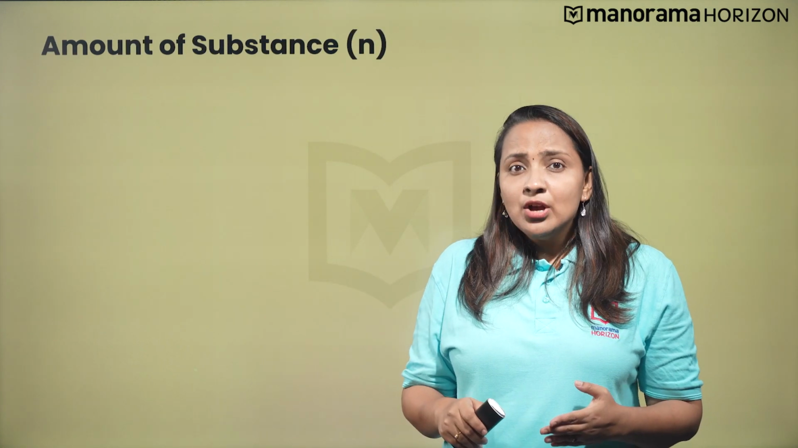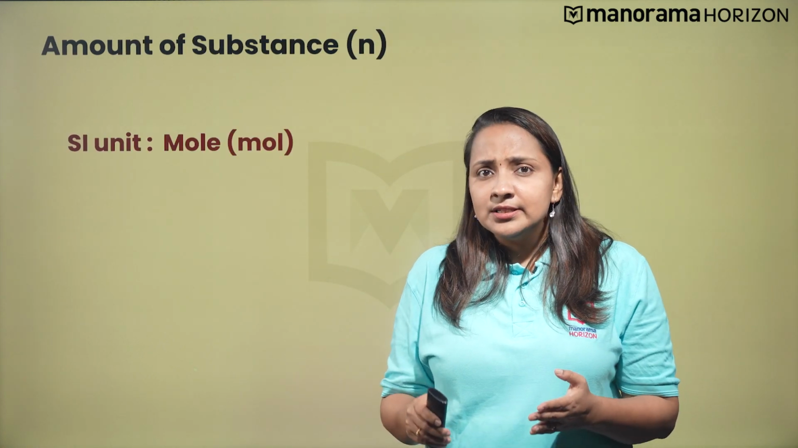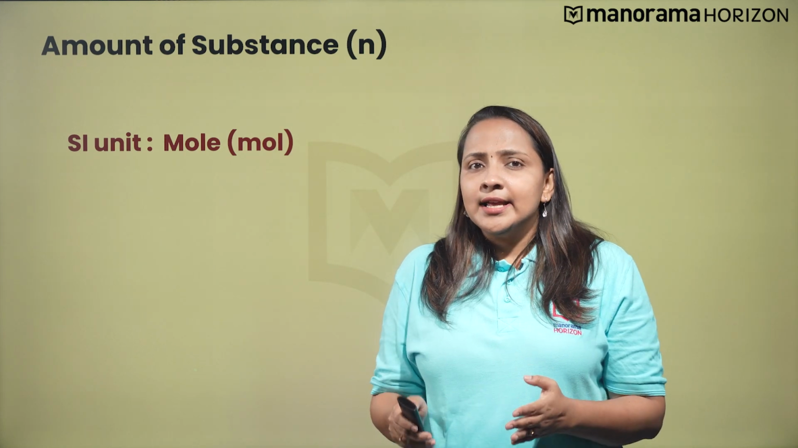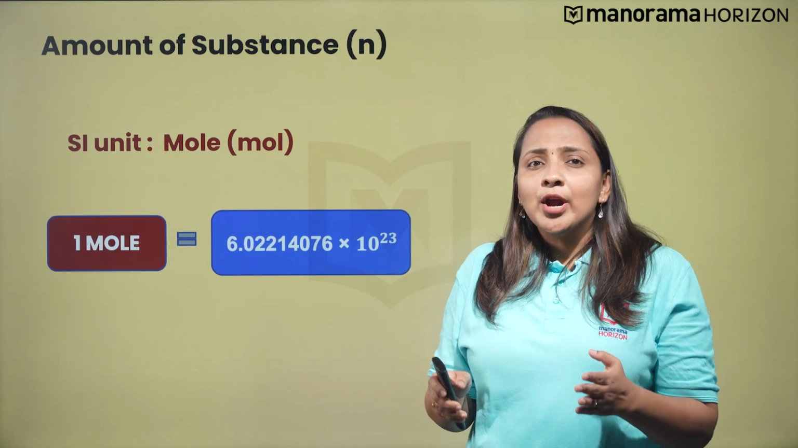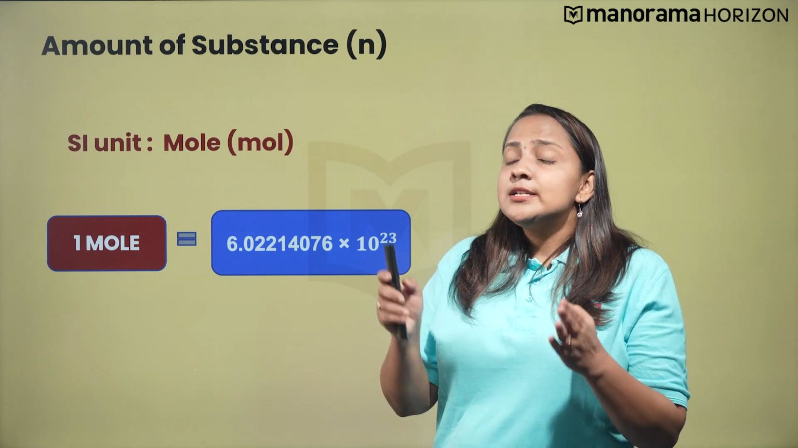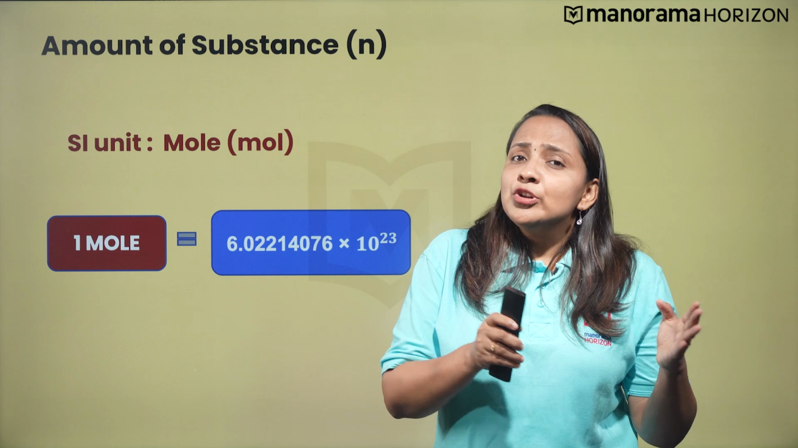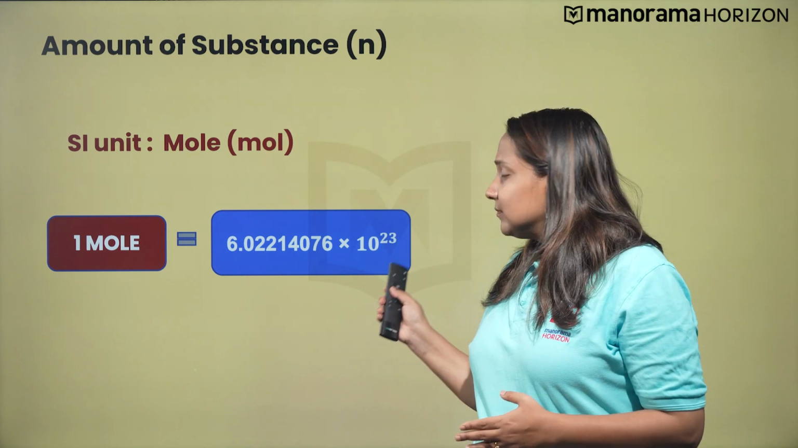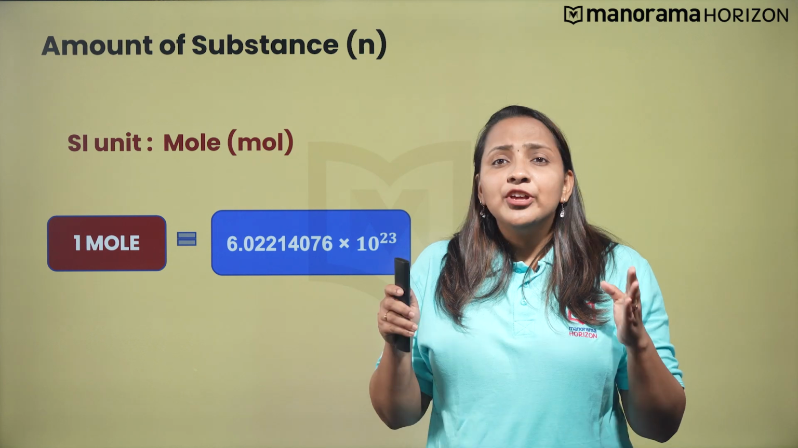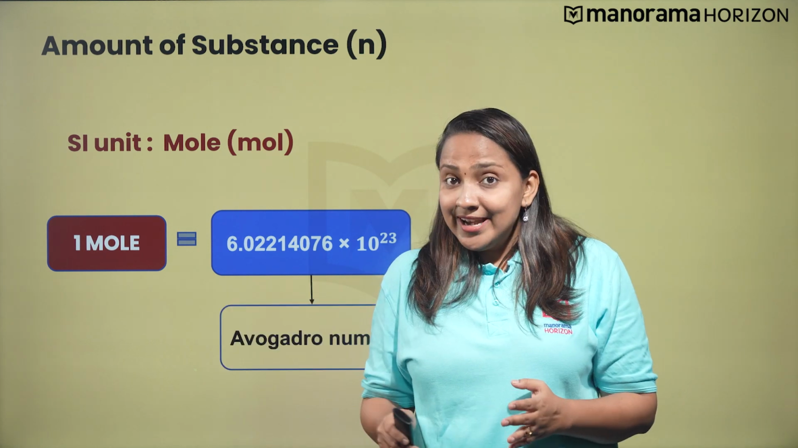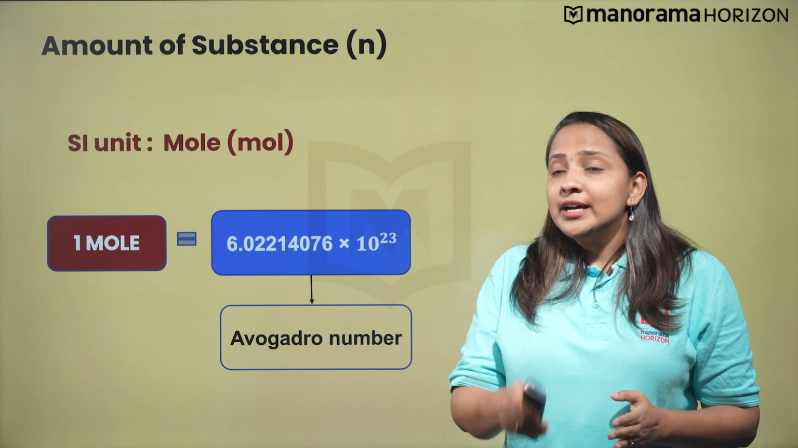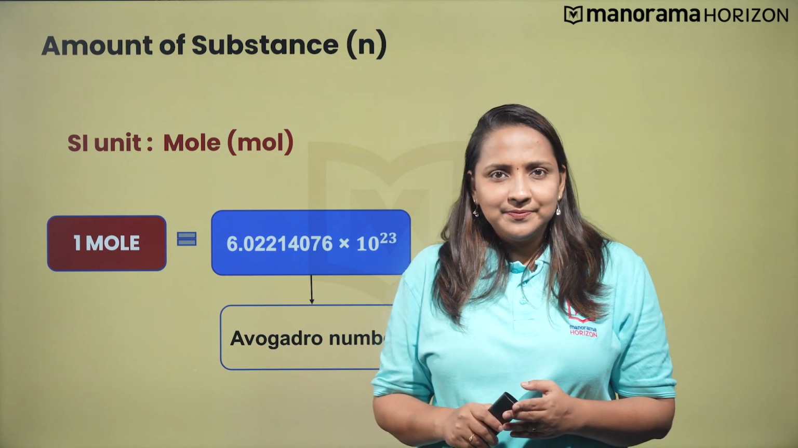On the other hand, for the amount of substance, the SI unit is mole. 1 mole contains exactly 6.022140076 into 10 to the power of 23 particles. As you can see here, this number is the fixed numerical value of the Avogadro constant when expressed in the unit mole inverse and is called the Avogadro number.